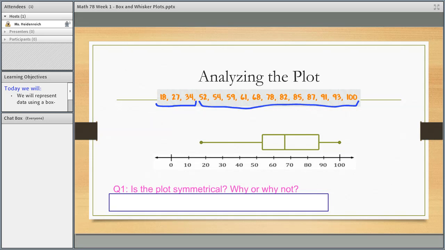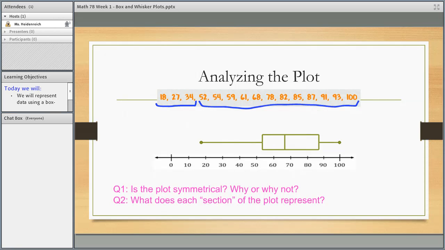So 18 and 27 and 34, those are the only lower numbers of the data set. And then all of the other numbers are quite a bit higher than that in general. And so that's why this box and whisker plot sort of sits over here and kind of leans to the right, if you will. And so that's kind of why our box and whisker plot is not symmetrical. And you also want to think about what each section represents.